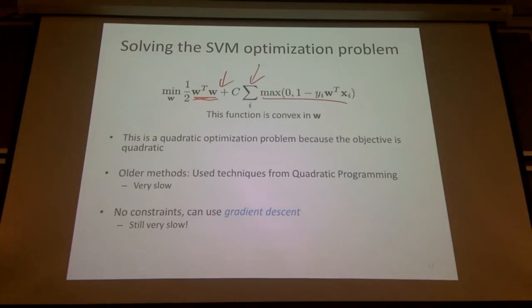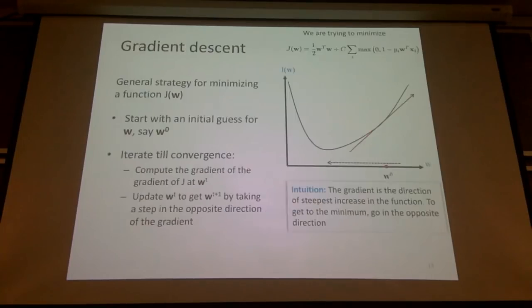We can use gradient descent, but it turns out gradient descent is also very slow. Gradient descent is simply saying you initialize this program with any value of w. It doesn't matter what value of w you initialize, because it's a convex function, gradient descent will always find the minimizer. It's a general strategy for minimizing any convex function.